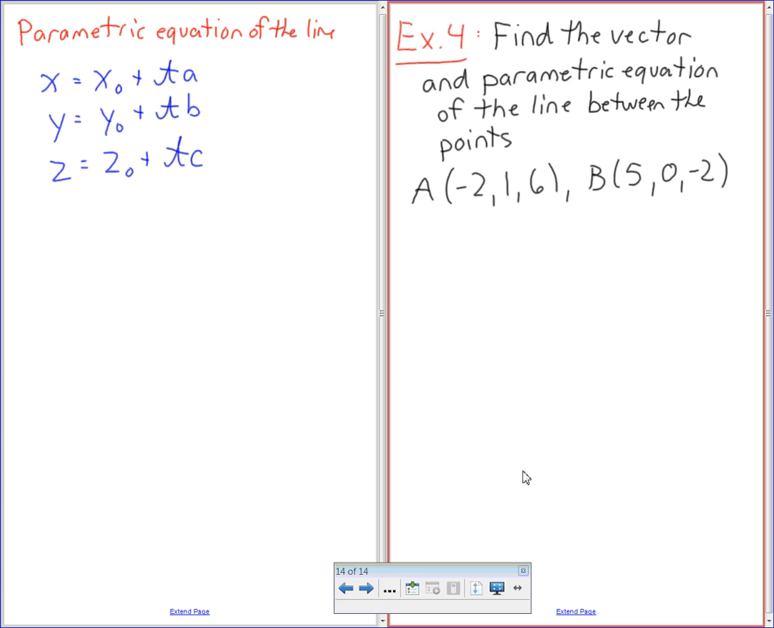All right, Benny, can you give me a direction vector, please? 7, -1, -8. Okay. I'll show you how you got that. That is true.